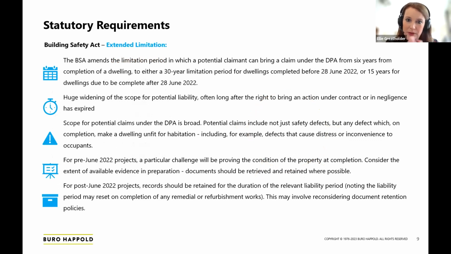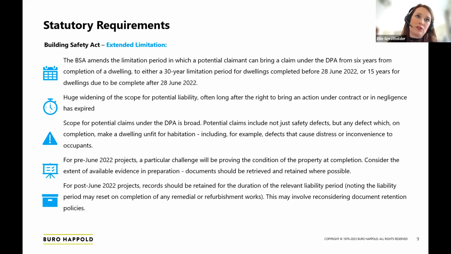So the other thing that the Building Safety Act has introduced, as we're probably all aware now, is extended limitation periods. So the Building Safety Act has amended the limitation period in which a potential claimant can bring a claim under the Defective Premises Act from 6 years from the completion of a dwelling to either a 30-year limitation period for dwellings that were completed before June last year, or 15 years for dwellings due to be completed from June last year onwards. That is clearly a huge increase and a huge widening of the scope for potential liability, often very long after the right to bring an action under the contract has expired.